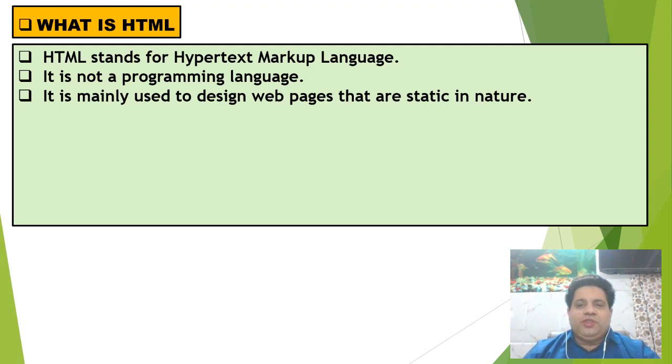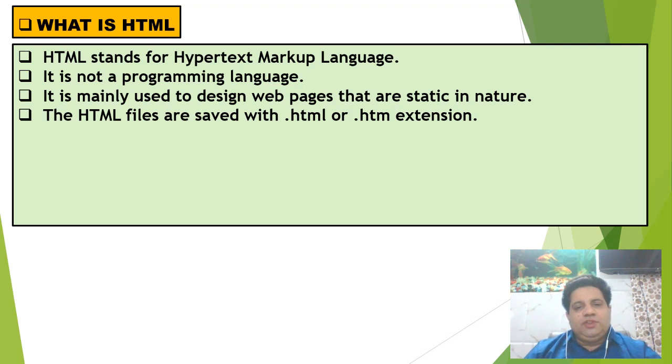What is static web pages? Static web pages are those web pages whose contents do not change frequently. For example, all the registration forms are static in nature. If you open, you will get the same form. If any other person opens, he will get the same form. So dynamic means the contents of the page change according to the user. But in static web pages, the design remains same and it does not vary from user to user. The HTML files are saved with .html extension or .htm extension.